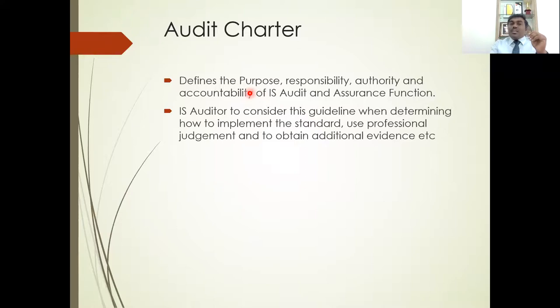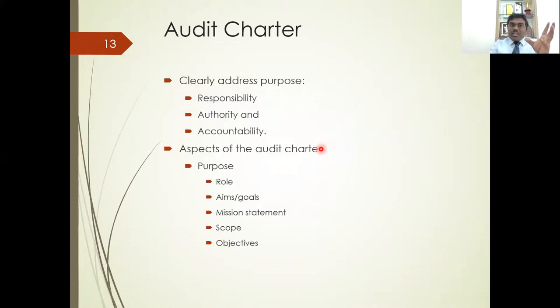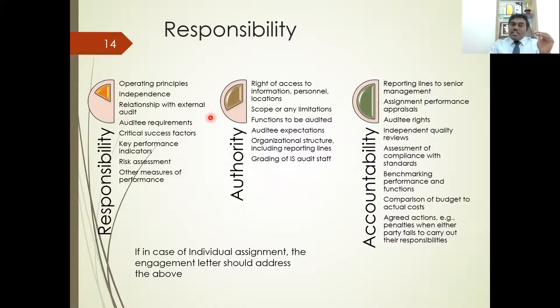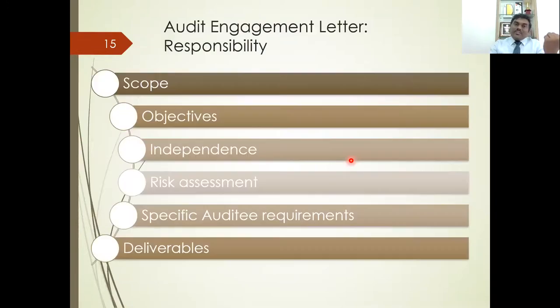So be very clear. The IS auditor is to consider this guideline when determining how to implement the standard, use professional judgment, etc. The charter clearly addresses the purpose, responsibility, authority, and accountability. It also speaks about purpose, roles, mission, objective, goals. What is the meaning of responsibility, operating principles, independence, relationship. Authority: who can have access, right to give the access, functions to be audited, audit expectations. Accountability: whom is he reportable to, whom is he going to report, what are his rights and responsibilities, benchmarks. All these things are defined.